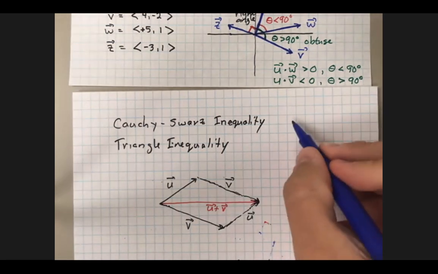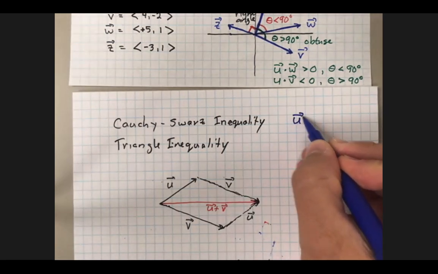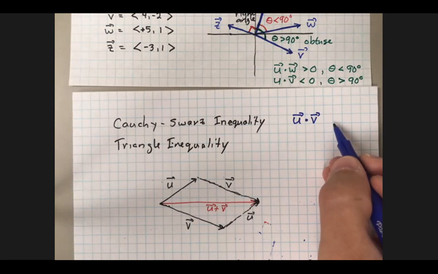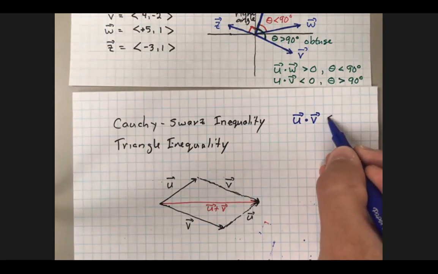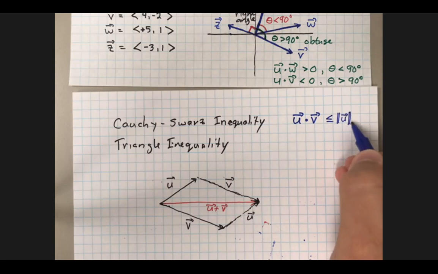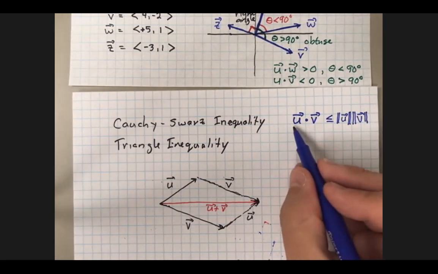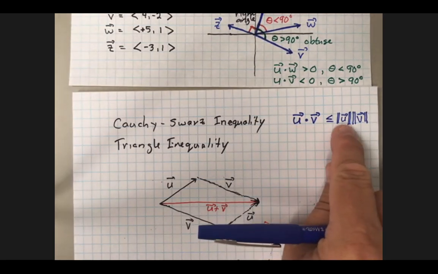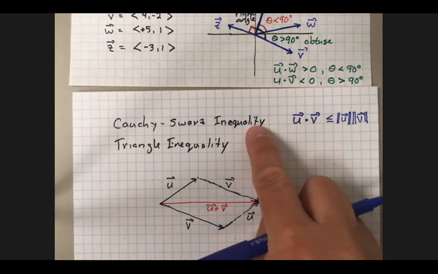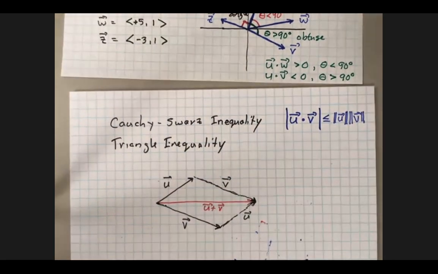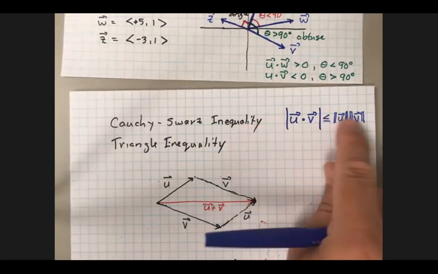And the first is the Cauchy-Schwarz inequality says that if you dot two vectors, u and v, you will never get more than the length of u times the length of v. In fact, you will never get less than the opposite of these. So u dot v is always pinned between mag u times mag v and minus mag u times mag v. People deal with a minus traditionally by putting absolute value, but if you want to say it in two inequalities, that's fine too.